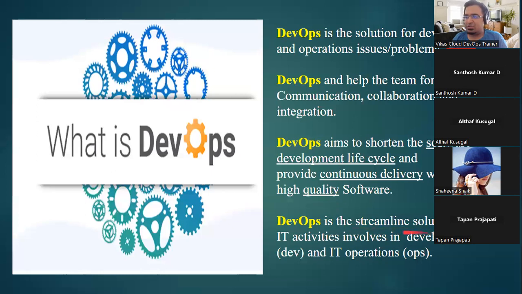DevOps is a streamlined solution for all the IT activities in the development as well as operation. In the development, we are not writing the code, but we are giving the way how to write a code. We are giving a platform where to write a code. We are managing their code. We are not writing the code. That is the development work. The operation team will sit 24/7. They will do the monitoring. They will manage the application, but how they have to manage it has to be provided by the DevOps team. That's the work of DevOps.